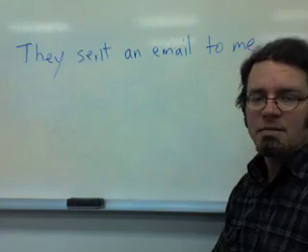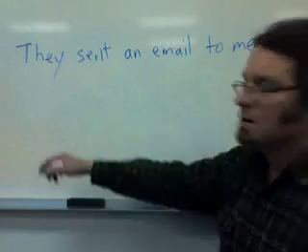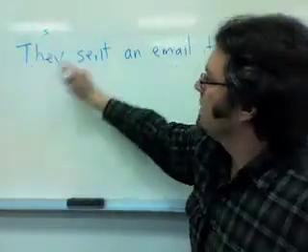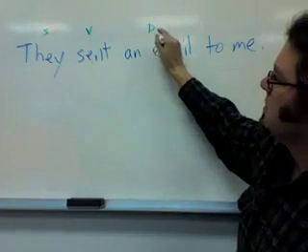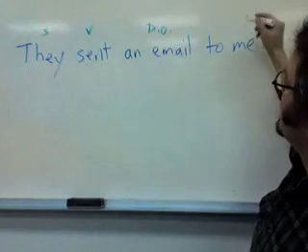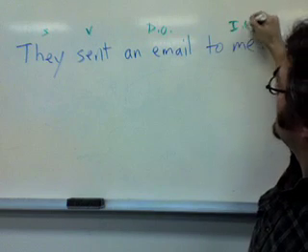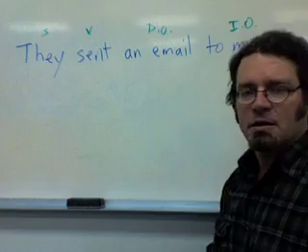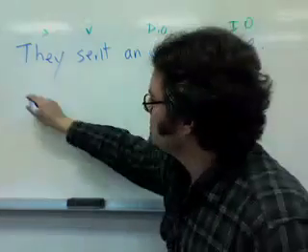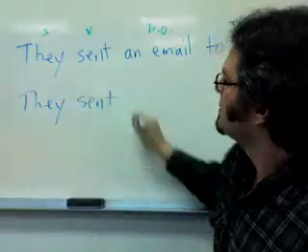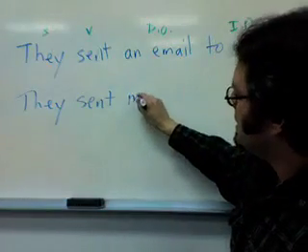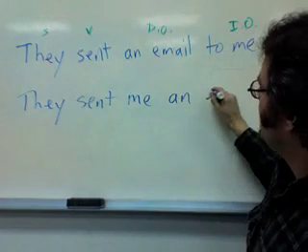They sent an email to me. The subject is they, the verb is sent. Email is the direct object, and to me, the indirect object. Change to they sent me an email.